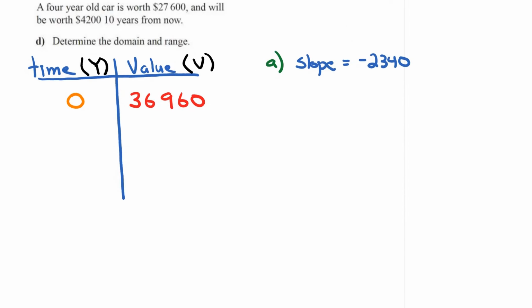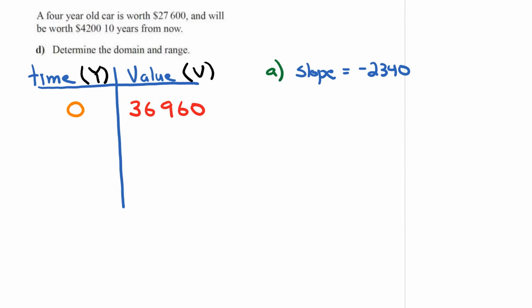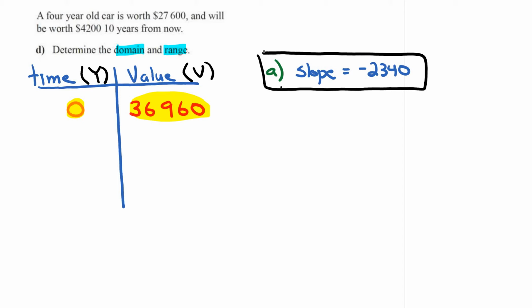Okay, perfect. And let's go ahead and move on to the last question, which is find the domain and the range. Okay, so we just figured out from part C that at the beginning, the value of the car has a worth of $36,960, and we want to find the domain and the range. Okay, so what we're going to do here is I'm going to answer this question using a table of values. And from part A, I know that my slope is negative $2,340.